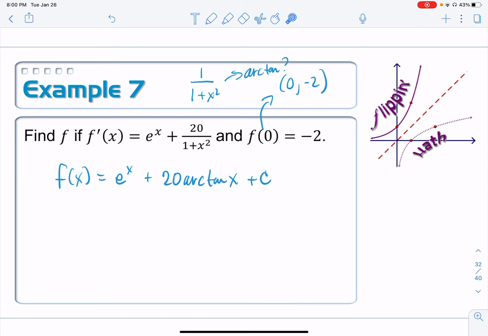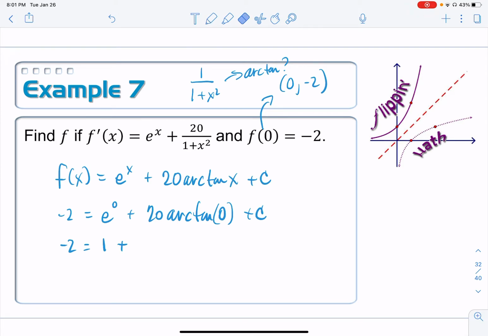So speaking of your plus c, let's get rid of it by plugging in 0 for our x's and setting that f of x equal to -2. So e to the 0 plus 20 arctangent of 0 plus c. Oh my gosh, this is a non-calculator question. Can we handle it? e to the 0, if it's something raised to the 0 power, should be 1. So -2 is equal to 1 plus, and then what is the arctangent of 0?